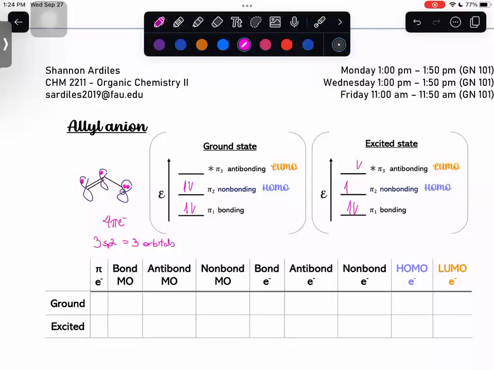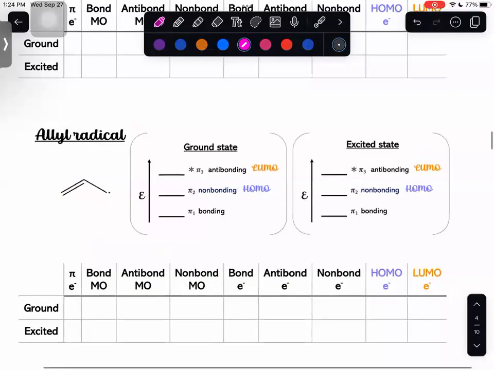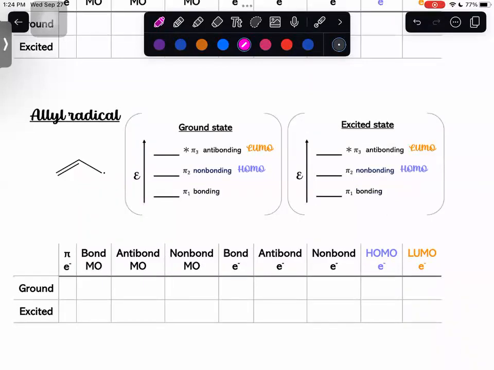Okay. Are you ready for the next molecule? The last one is with a radical, and I'm actually going to give you guys 3 minutes to just fill out that energy diagram. And then you guys are going to be answering some questions. You can talk to each other, start filling it out on your own. 3 minutes.